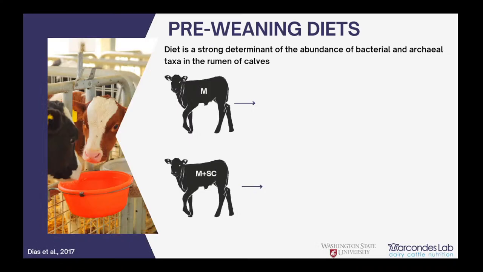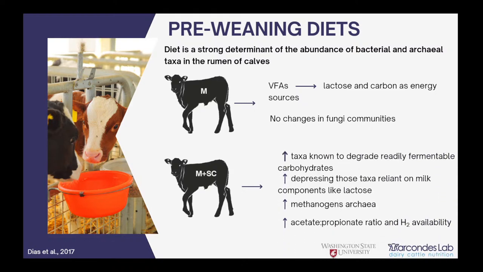So we first did the simple one. We got a group of calves and fed only milk. A second group was milk plus starter. And what we saw is a lot of VFAs, but a lot of lactic acid as well. Okay, and that makes sense. And there was a very small amount of fungi communities. What happens if you add concentrate to that diet? You start to see a lot of taxa known to degrade readily fermentable carbohydrates, basically sugars and starch, depressing those taxa reliant on milk components like lactose. We see an increase in methanogens, and the acetate to propionate ratio changes as well.